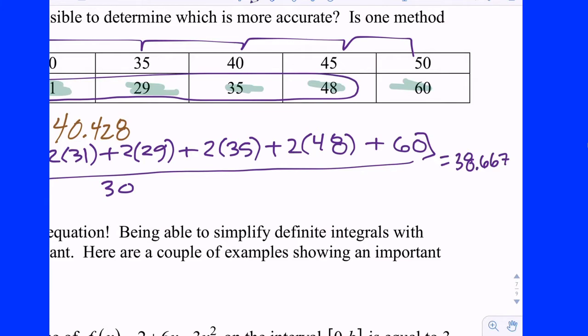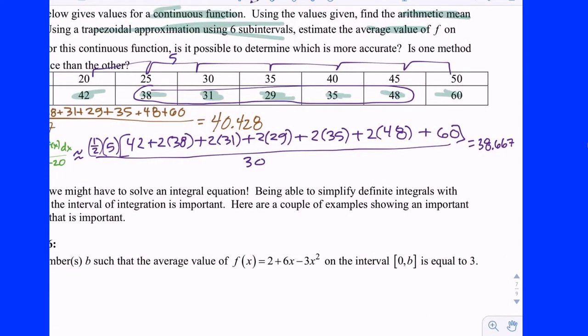We're traveling around the sun, and then while we're doing that, we're spinning at over 1,000 miles per hour. So yeah, pretty cool. But anyway, 38.667 is pretty close to 40, so I'm guessing that was correct. Now it says, if possible, determine which one is more accurate.